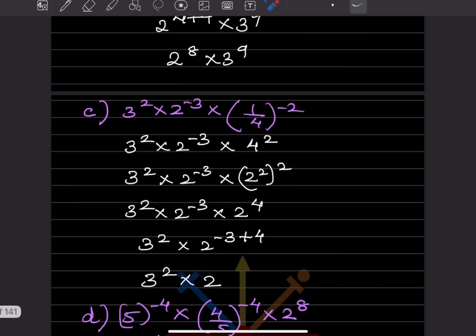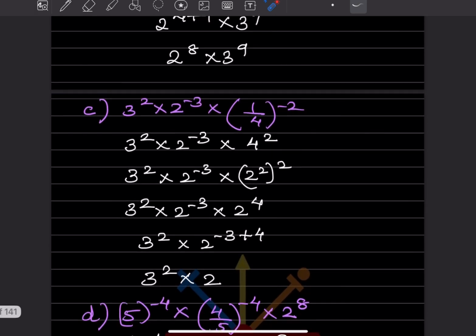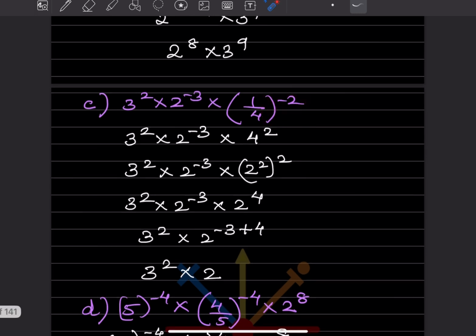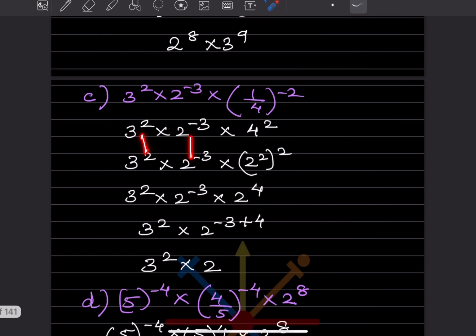This is the answer. Now here we can see, this we will write as it is, this we will write as it is, and this we can write as 4 raised to 2, because this will be the reciprocal, so this becomes positive. Now we will keep as it is, because we can see here the bases are different as well as the indices. Now this 4 we can write as 2 raised to 2, and this as it is.